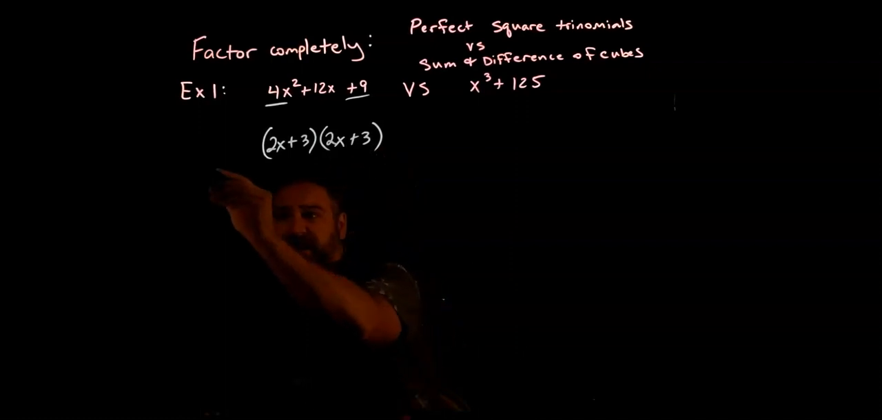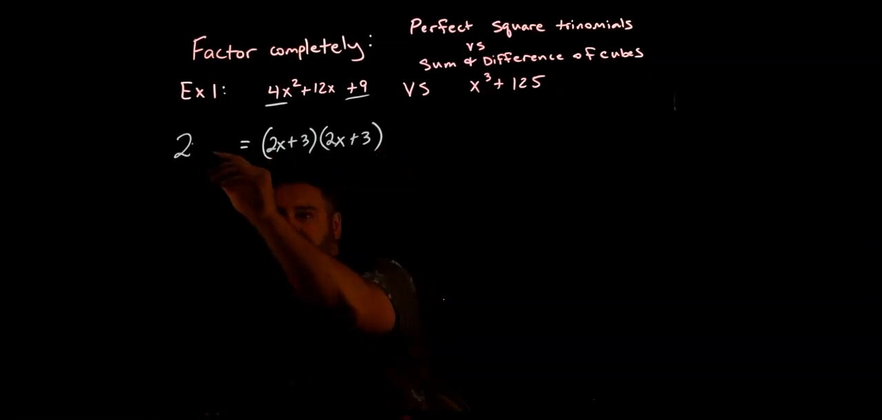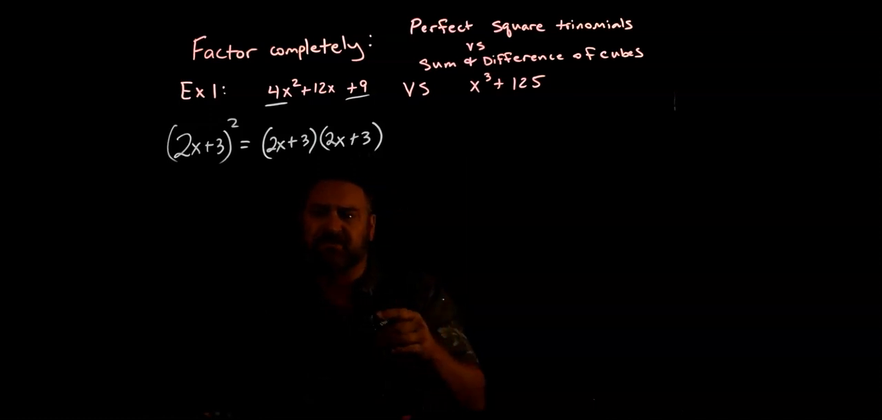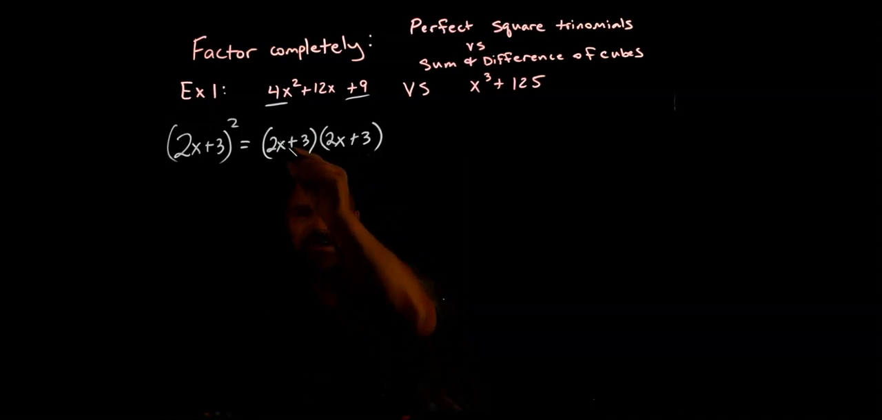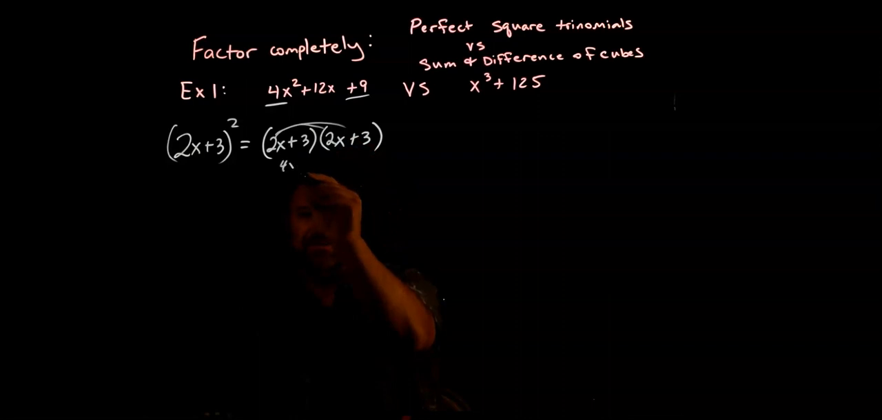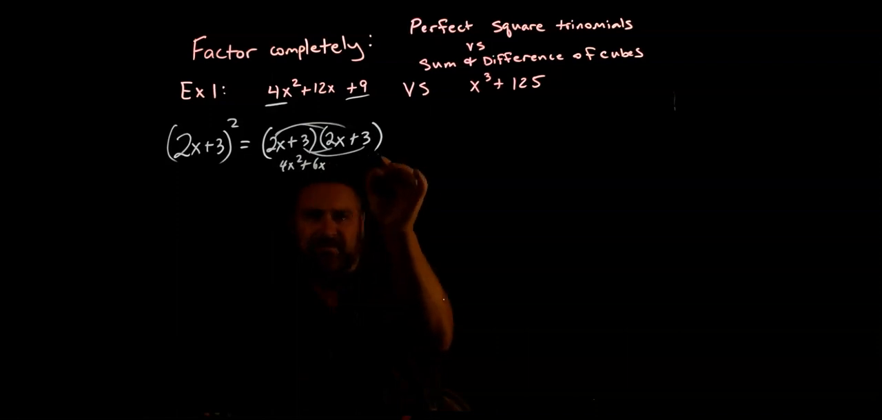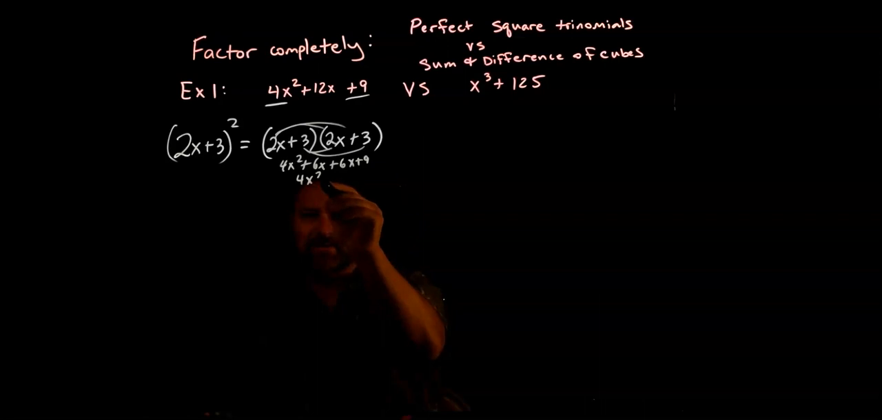Now you could also write it as 2x plus 3 to the second power, which is equivalent to this. And your teacher might say FOIL or double distribute. And here we go. We'll get 4x squared plus 6x. Distribute those. The 3 goes to both of these, so plus 6x plus 9. And that gives us 4x squared plus 12x plus 9.